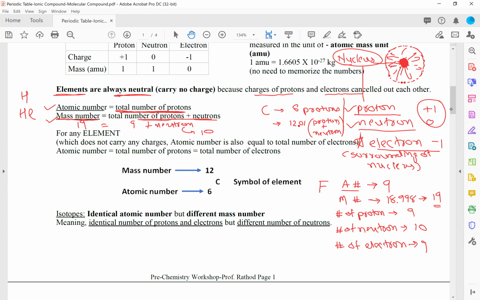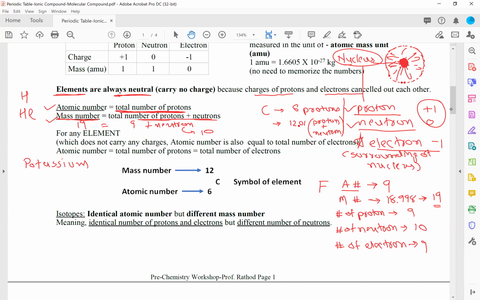All right. So let me give you an exercise in which I want you to find out the atomic number, the mass number, number of protons, number of neutrons, and number of electrons. I'm going to give you an example. I do want you to refer to the periodic table. I'm going to give you something a little bit challenging, not that much. Potassium.